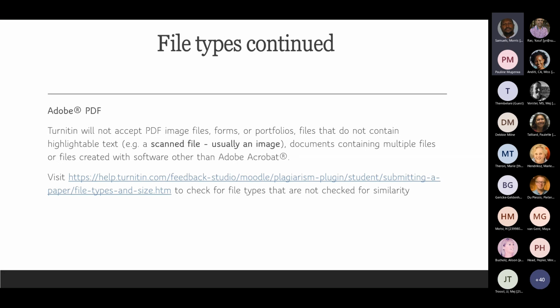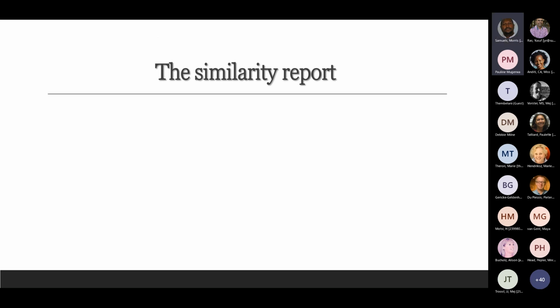Okay. And you can also visit this link for more detail around file types. Maybe just one or two more file types that I didn't mention there, but you can find at that link, is also password protected documents. Turnitin won't generate a report for that. And also documents with macros in them as well. So just go and check on Turnitin on this link or on turnitin.com for the file types that Turnitin does not generate a similarity report for. Okay. All right, so we can move along.